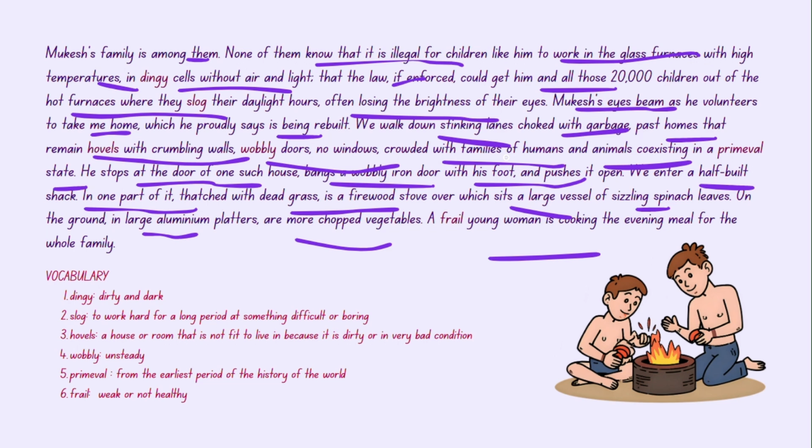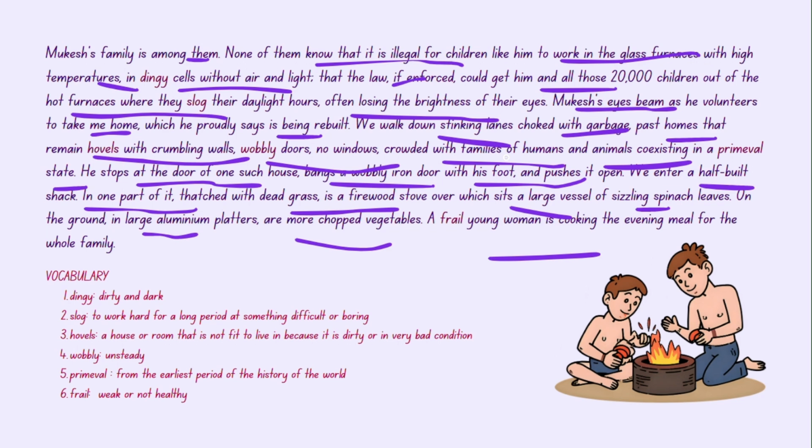There she enters a half built shack. It's a kind of a house, not a proper house, and it is half built. In one part of it, it is thatched with dead grass. It is filled with dead grass, and there is a firewood stove over there, on which there is a large vessel in which spinach is being cooked.